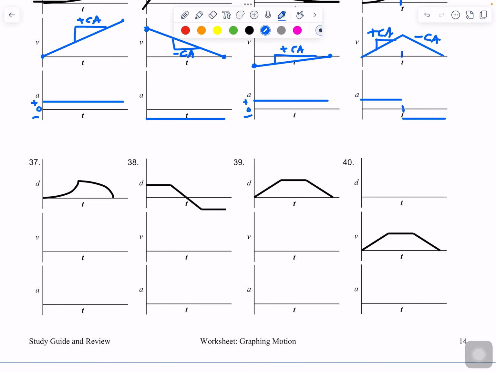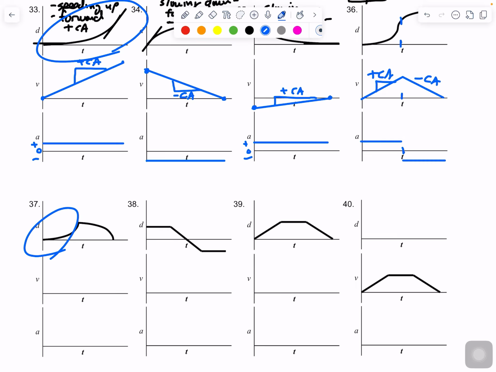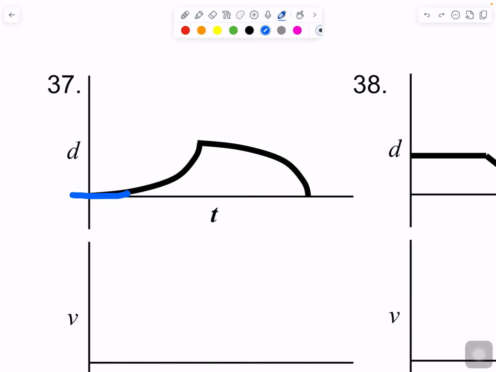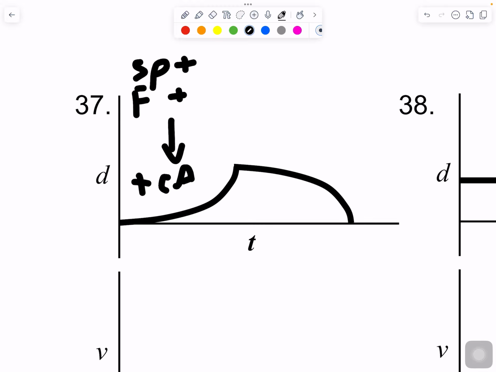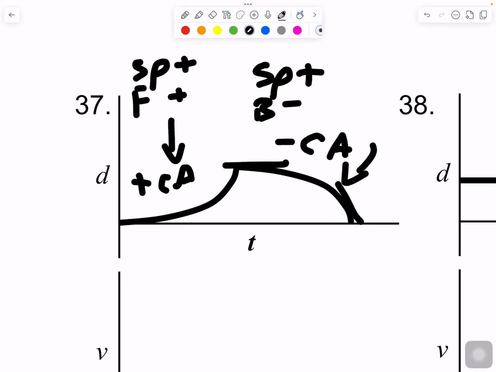Okay, 37. I'm starting with 33. You can see that. But then I'm ending with flat to steep. So I'm starting with flat to steep. So what am I doing for the beginning here? So for this part, I'm speeding up, that's positive. Going forward, that's positive. This is positive constant acceleration here. But if you notice, I'm also going flat to steep, but in the negative direction. This is also speeding up, but it's doing so backwards. That's a negative slope. You're going backwards. That's negative constant acceleration right here.